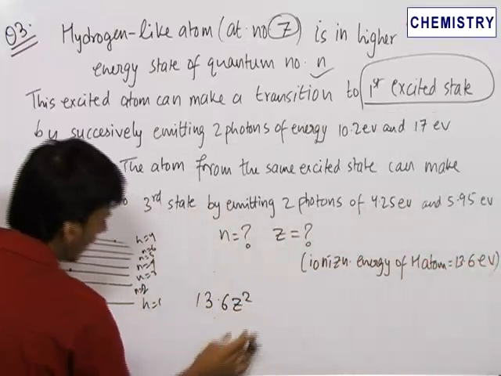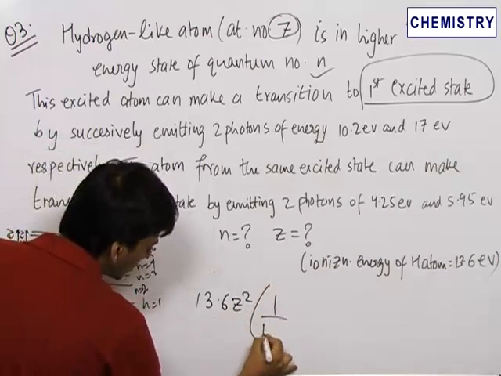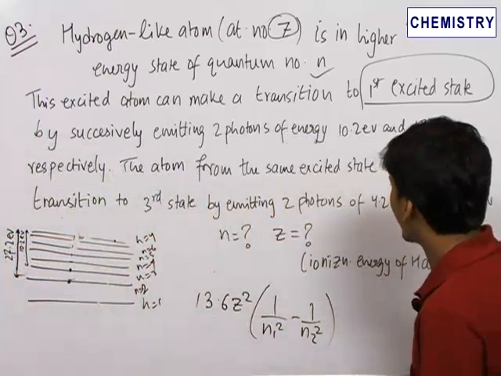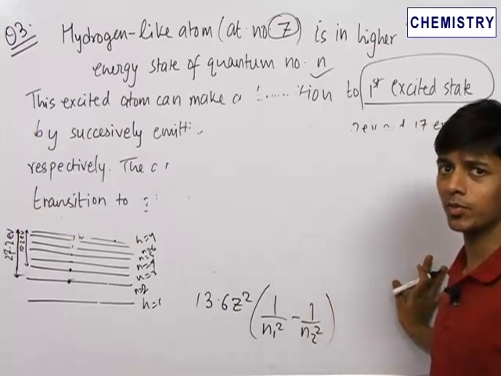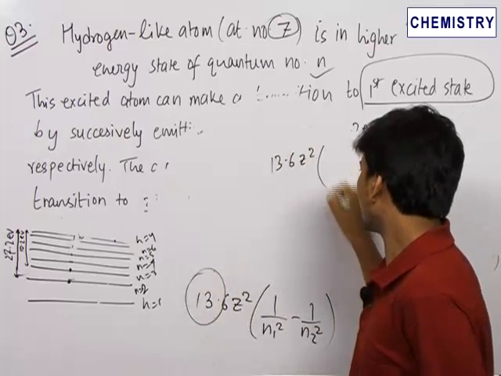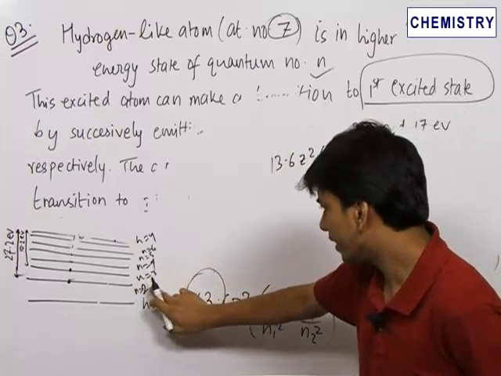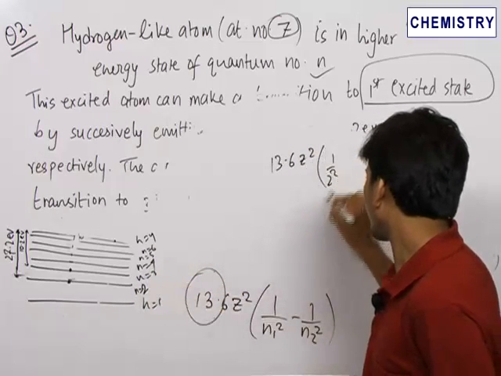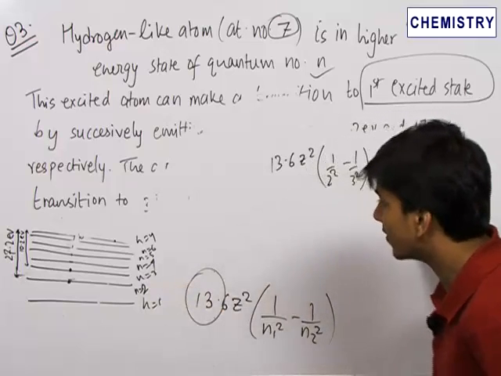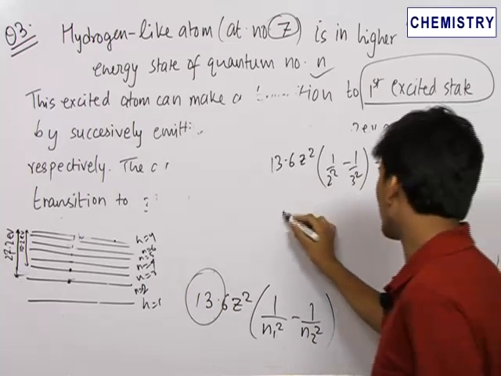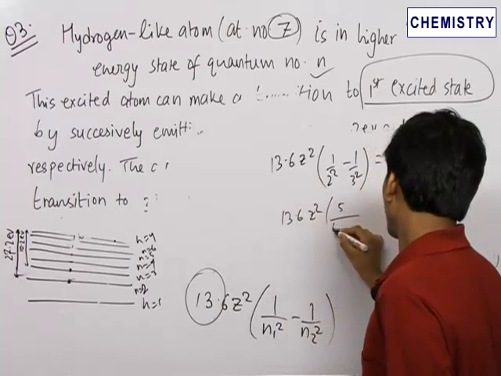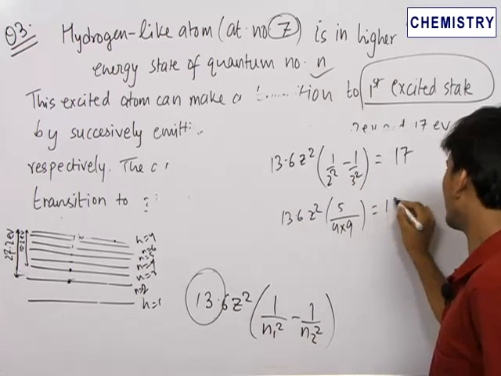13.6 Z square. We know the energy difference between two states can be written to be equal to 13.6 Z square into 1 upon n1 square minus 1 upon n2 square. Now, using this, we use the ionization energy of a hydrogen atom, which is given to be 13.6 electron volts. So, 13.6 Z square into 1 upon 2 square minus 1 upon 3 square is equal to 17 electron volts. So this comes out to be equal to 13.6 Z square into 5 upon 4 into 9 is equal to 17.